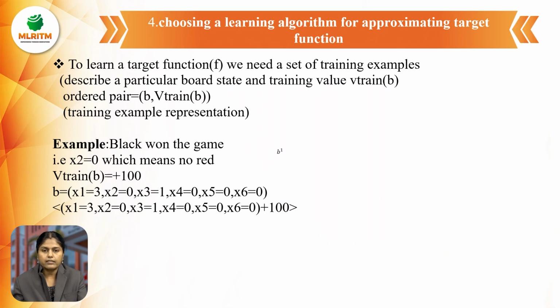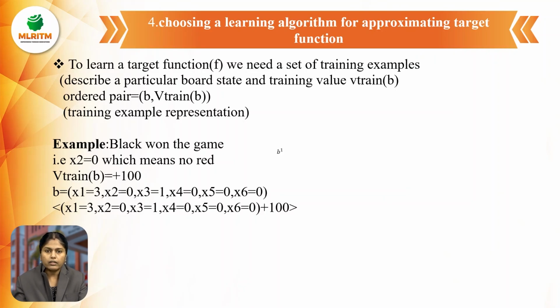Okay, and the next step is choosing a learning algorithm for approximating the target function. This is the last step in designing a learning system. See, to learn any target function, we need training examples. Without training examples, we can't learn the target function. For every target function, there will be a certain number of examples, and with those examples only, we are going to learn the target function.